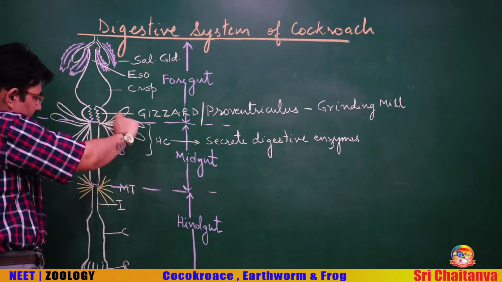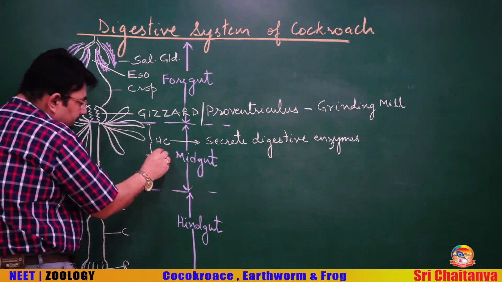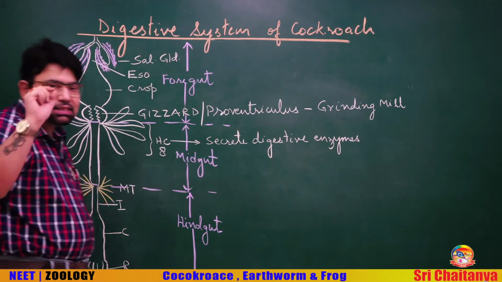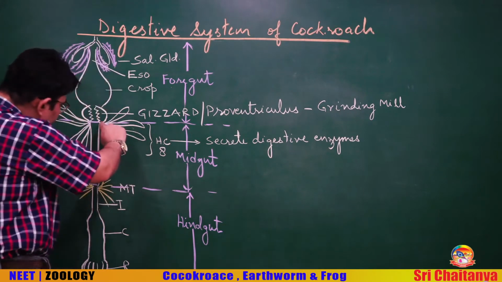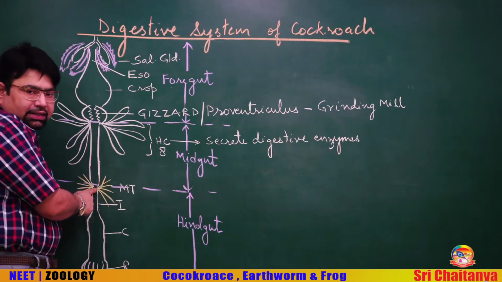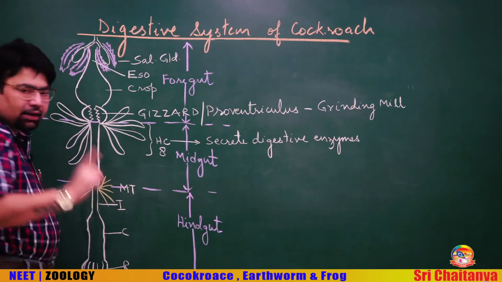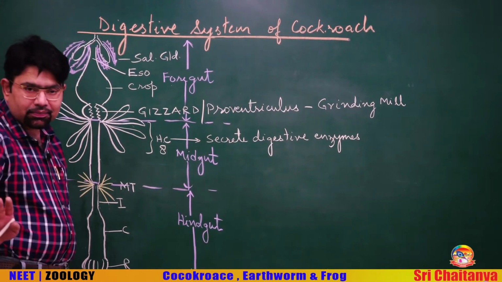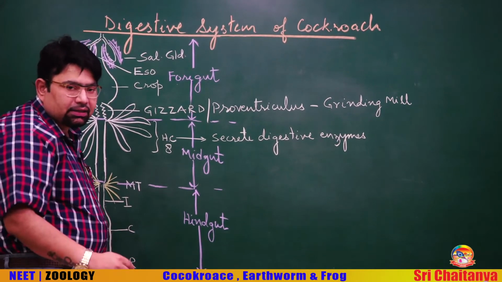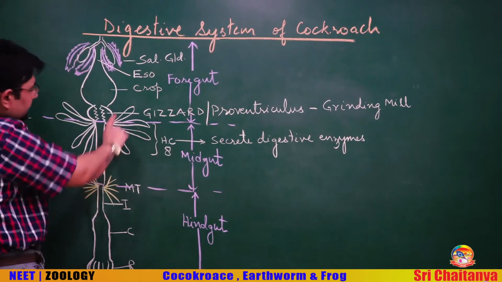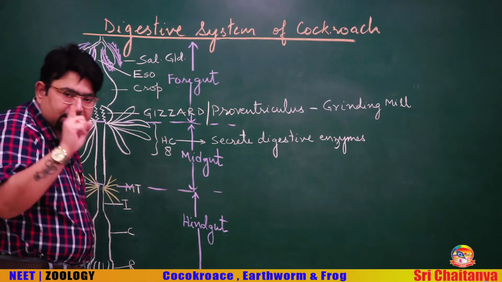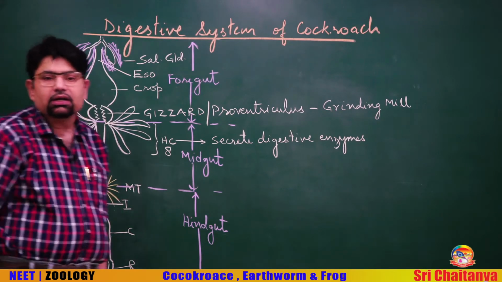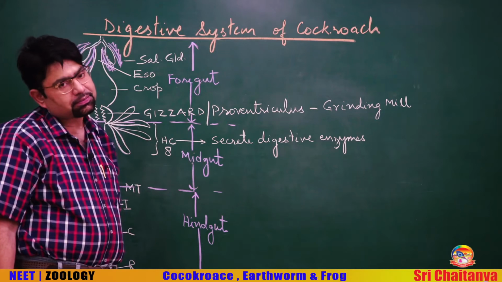Now, these tubules that you see here, around 8 in number, are called hepatic caecae. From here till these yellow colored lines that you see, this much part is the midgut, and beyond that is the hindgut. Very easy to understand: at the junction of foregut and midgut, these hepatic caecae are there. At the junction of midgut and hindgut, these Malpighian tubules, yellow colored, 100 to 150 tubules, are there.